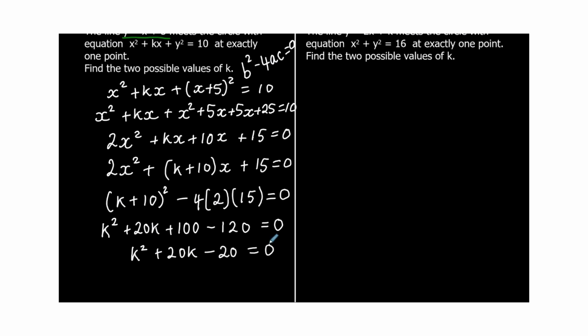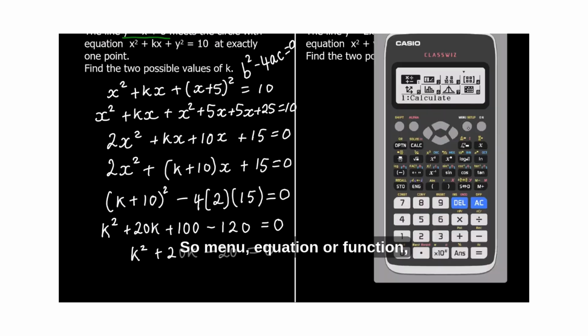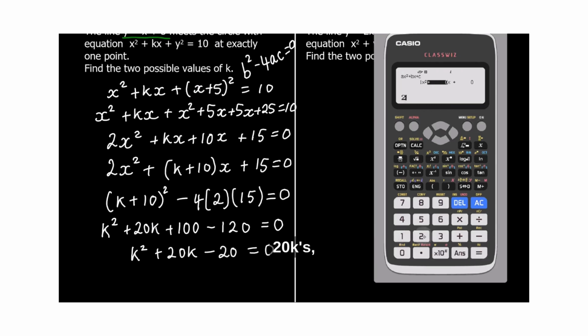Can we factorize it? Not sure. Let's use the calculator. So a is 1, b is 20, c is negative 20. So menu, equation or function, polynomial, degree 2. So it's 1k squared, 20k, and negative 20. So we've got k can be negative 10 plus 2 square root 30.